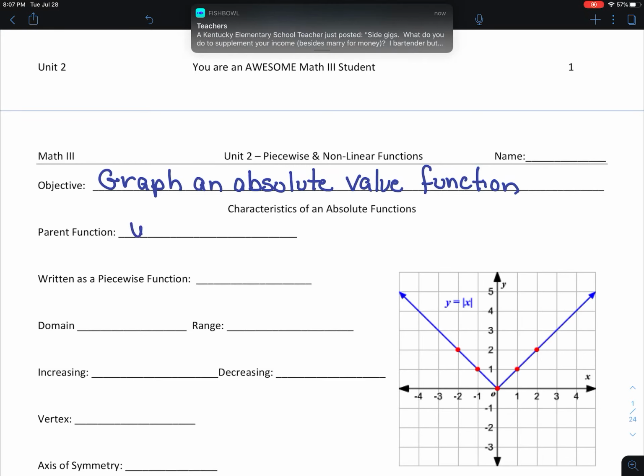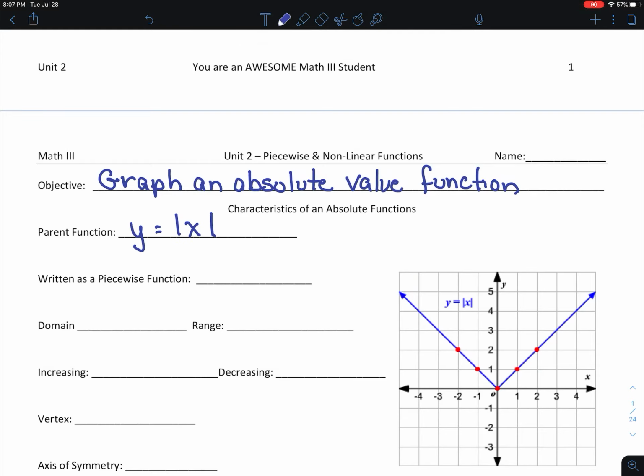So the parent function of an absolute value is y is equal to the absolute value of x. That's the parent function. And then from that, we're going to kind of move it left, right, up, and down. And the graph of a piecewise function is what you see here. This is a graph of an absolute value function. It looks like it's a V-shaped function.